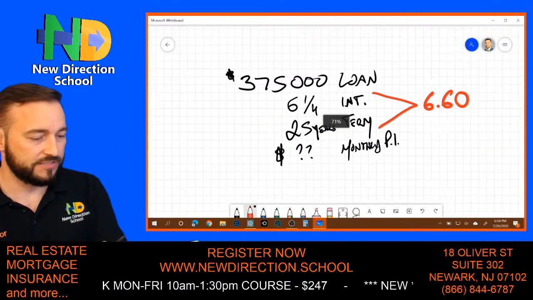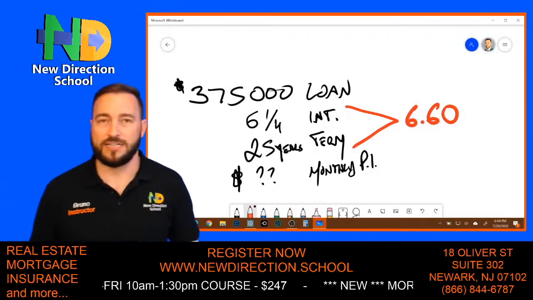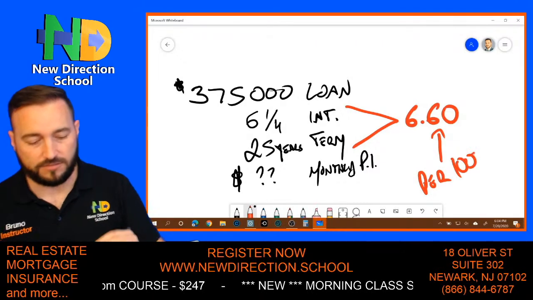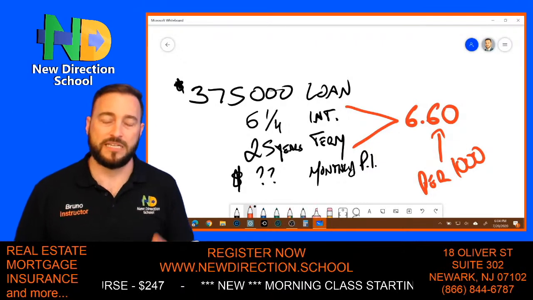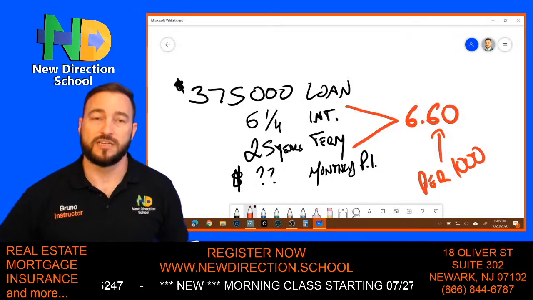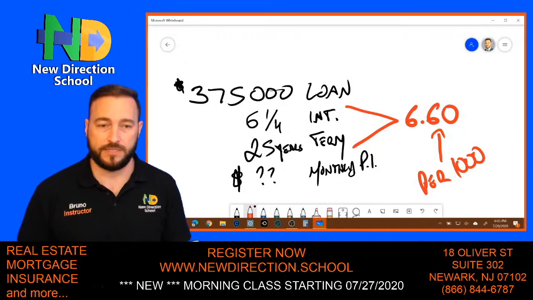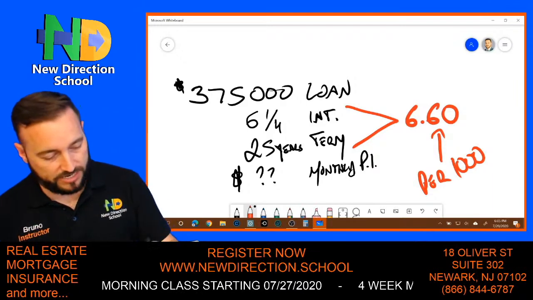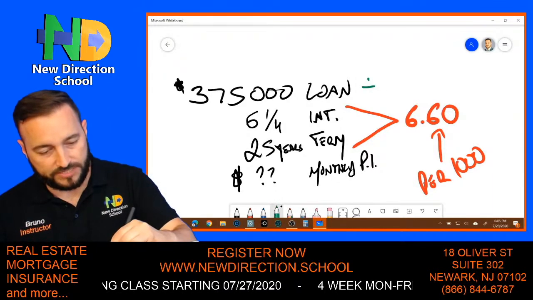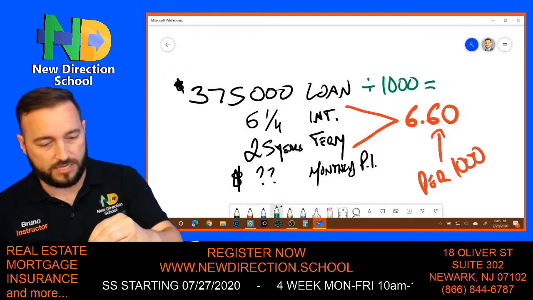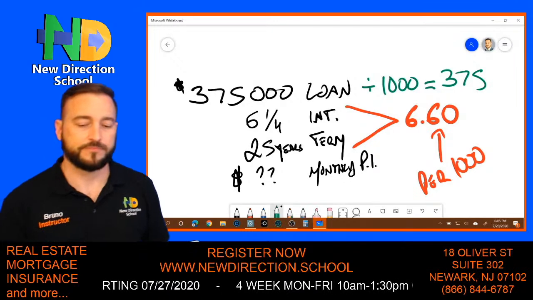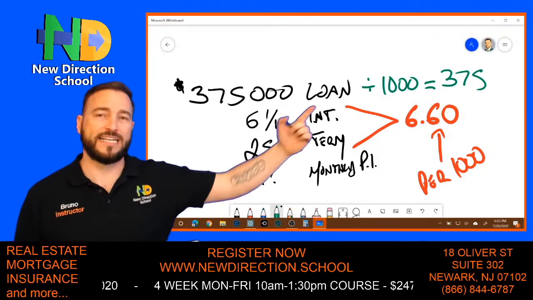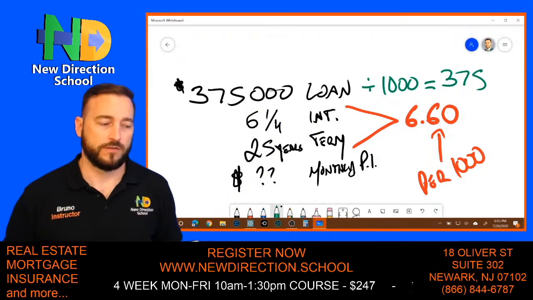All right, so the next thing we're gonna see is that we have to divide by thousands, because this number, guys, is per $1,000. And every time you see per, it means division. If you see percent, it means divided by 100, or percentage, same thing. So if it says per thousand, you have to divide by thousands. So where do we divide by thousands? Right here. You're gonna divide this by 1,000, and that equals 375. So now we got two numbers. We have the number that it takes to amortize, and we know how many thousands we have in the loan. Okay?